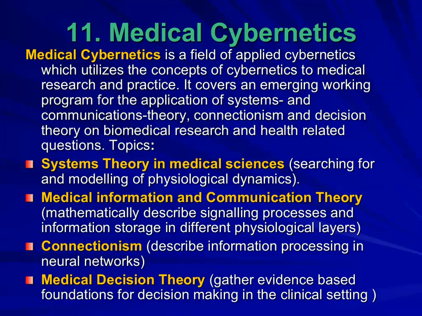Information and communication theory. It describes signal processing and information storage in different physiological layers. Again, cutting edge in investigation about how our nervous system and especially the human brain works, with the goal of developing, of course, artificial intelligence systems. Again, we are talking about achievements in medical information communication theory. And a related area is connectionism, which works with information processing in neural networks, which is simulation of brain neurons by synthetic, mathematical models. And general medical decision theory, an evidence-based foundation for decision-making in clinical settings. It's actually one possible background for evidence-based medicine rules development.